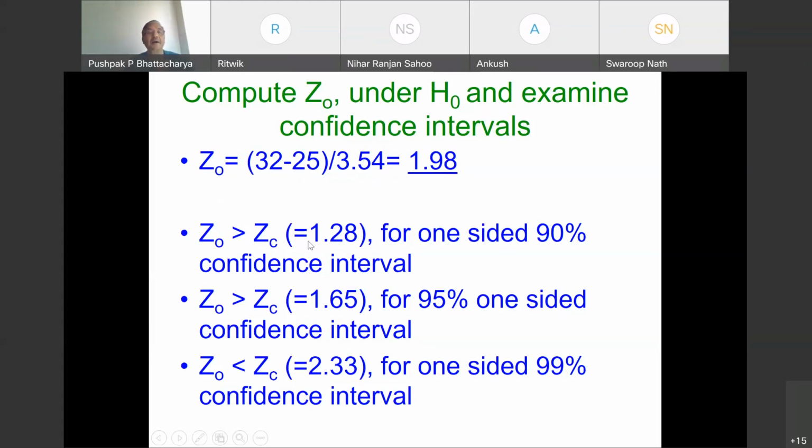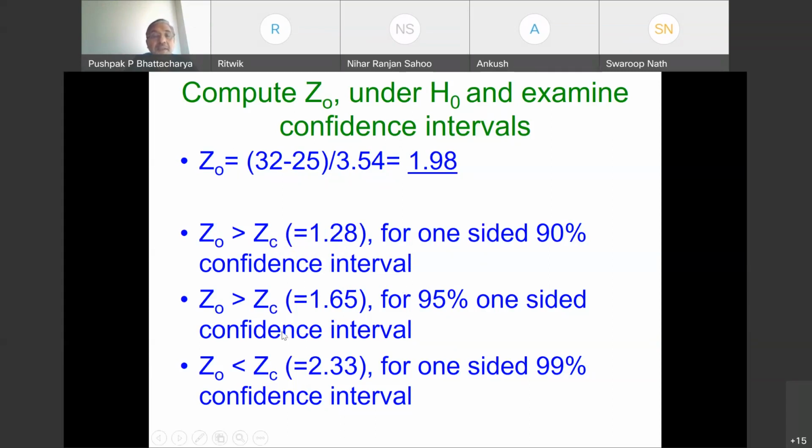Now I compare the observed Z value with the critical Z value. What is the critical Z value? This is decided by my tolerance level or the interval that I have specified. So if I had a 90% confidence interval, or level of significance is 10%, then the critical value of Z will be 1.28.